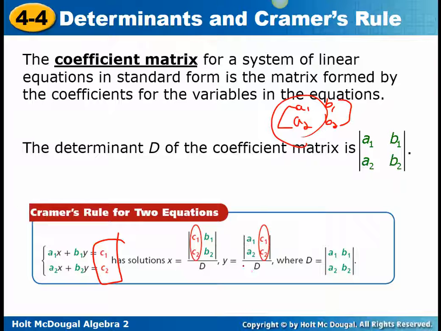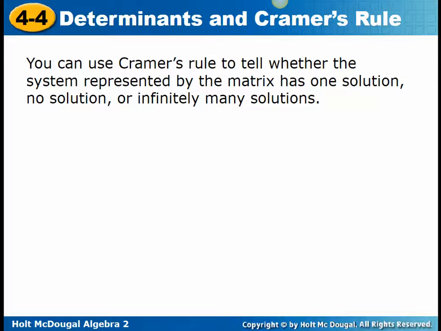To find the y coordinate for your solution, you leave the x coefficients where they were, you take the y coefficients out and replace them with the constants. Find the determinant of that matrix, divide by your determinant of your coefficient matrix. All right, let's look at it in action.